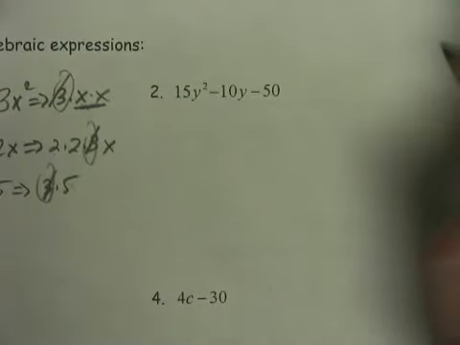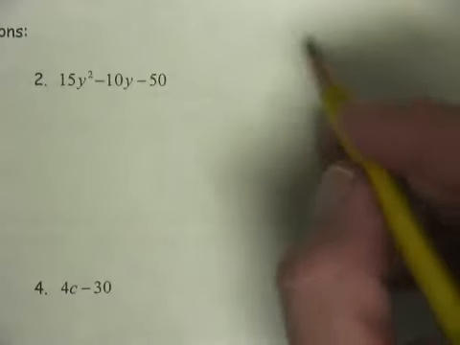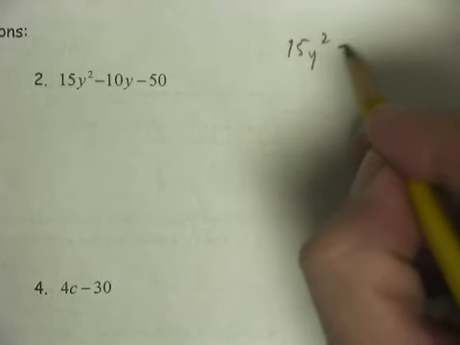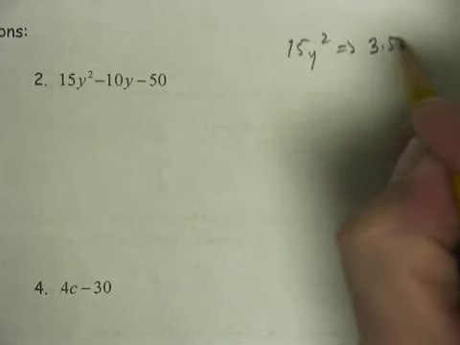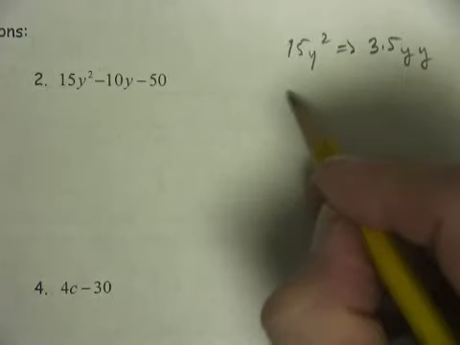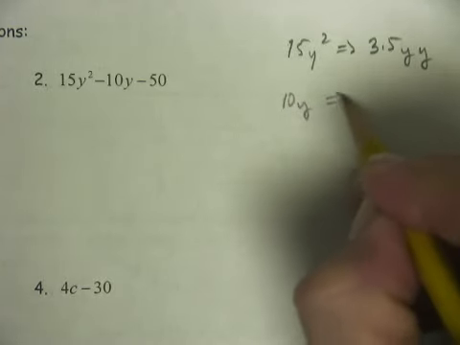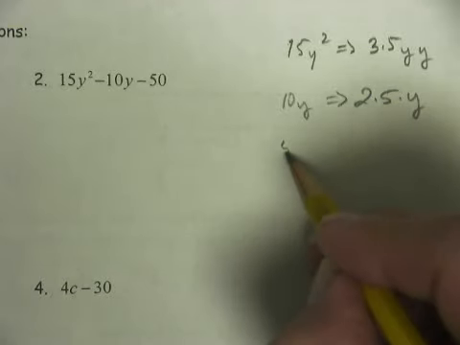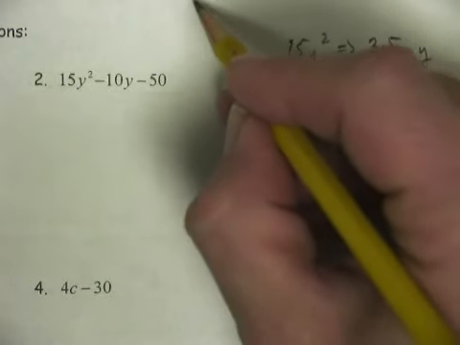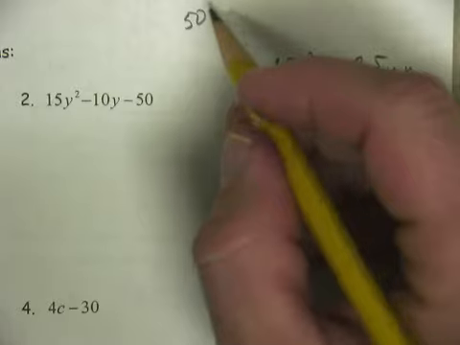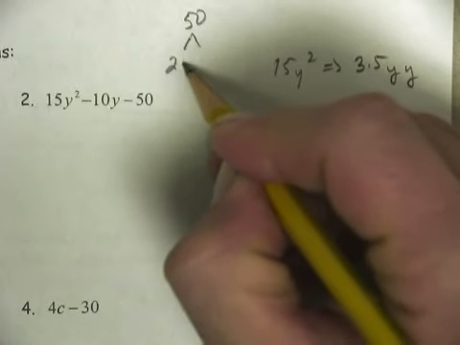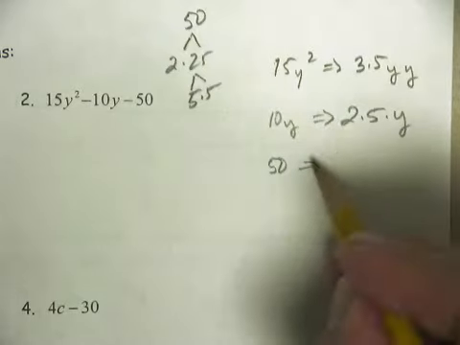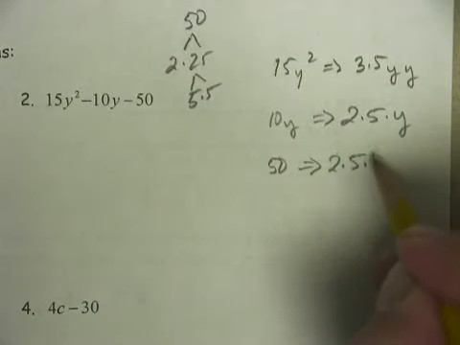So we've got 15y squared. That'll be 3 times 5 times y times y. 10y is going to be 2 times 5 times y. Now 50, that one I need to break down, so I'll break it down up here. So 50 is going to be 2 times 25, and then 5 times 5. So that'll be 2 times 5 times 5.